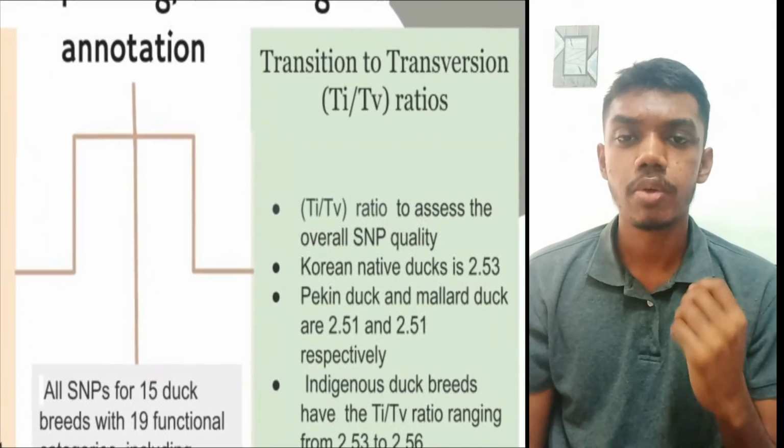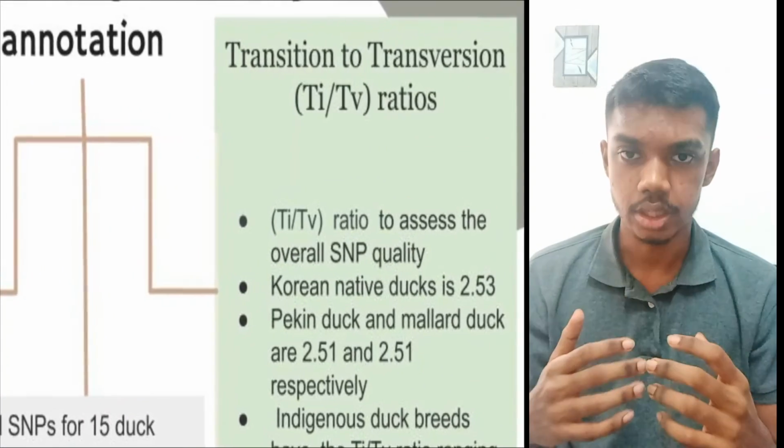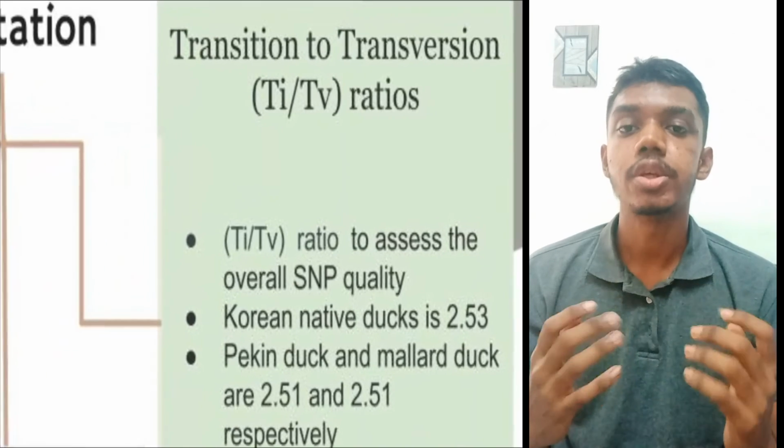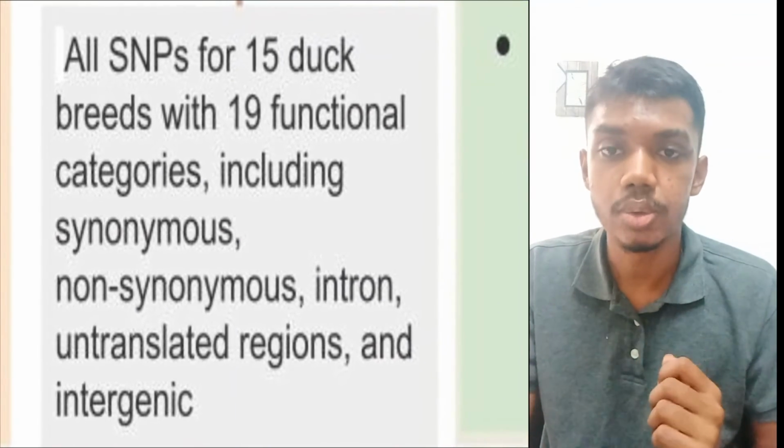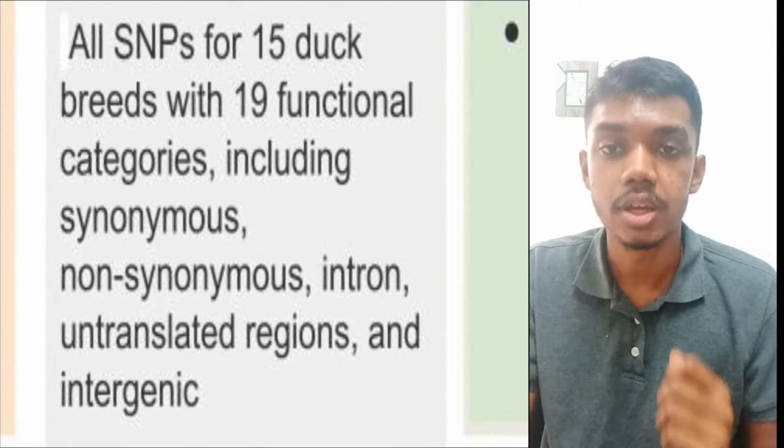Then, the transition to transversion ratio is calculated to assess the overall quality of SNPs. A ratio of 2.53 is obtained for the native Korean duck breed, which indicates transition mutation. Researchers noted that all SNPs fall into 19 categories, including synonymous, non-synonymous, and intergenic.